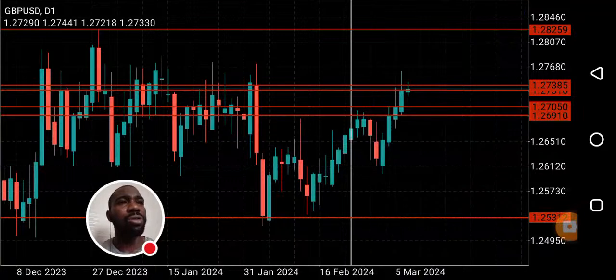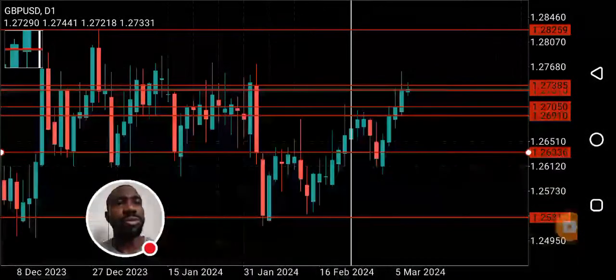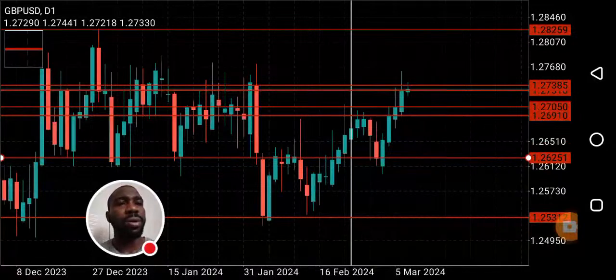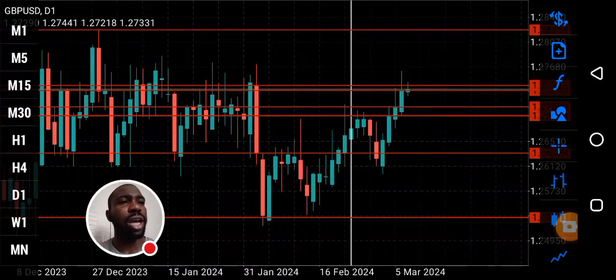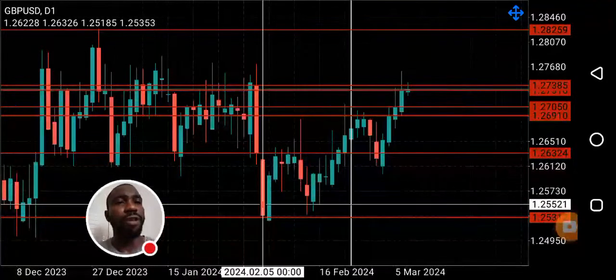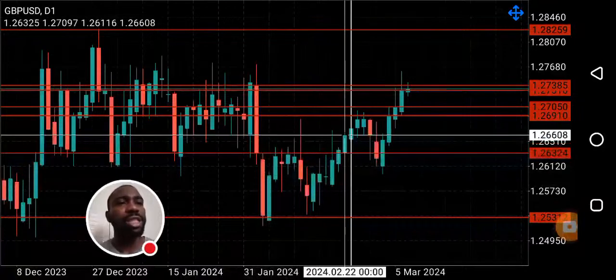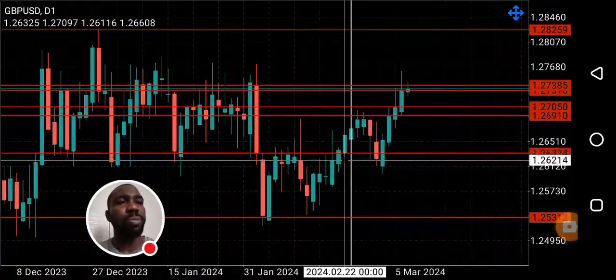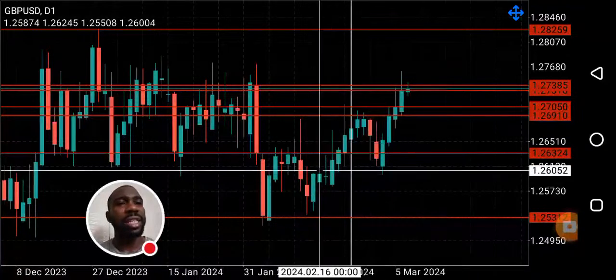Now, another thing I also work with is the high of this bearish candle, this last bearish candle. I also like to work with the high of this bearish candle that formed before this bullish candle. And you can see at this point, this candlestick broke out from this high. This tells me demand has exceeded supply.